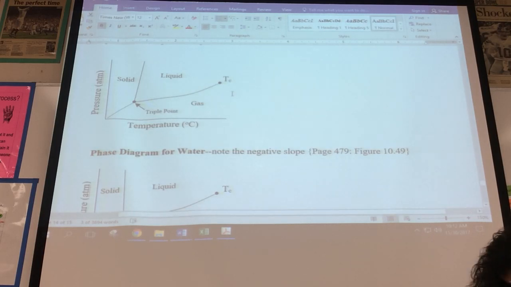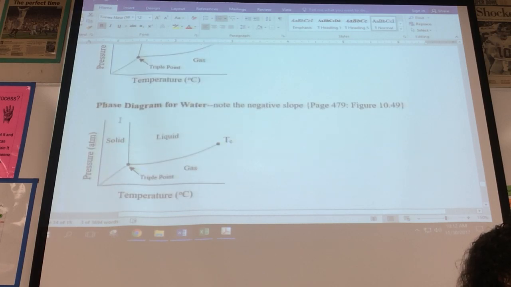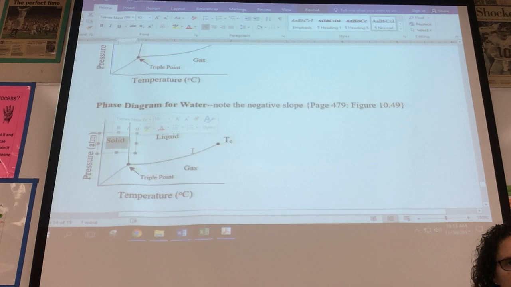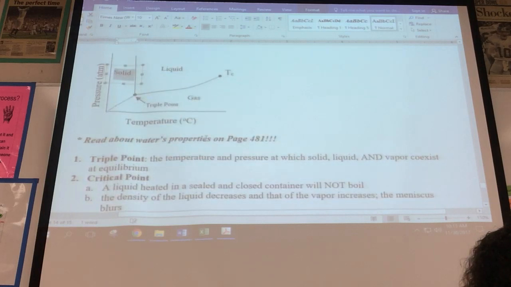The other thing I just want to mention is in most phase diagrams, you'll see that solid to liquid slope of the line right here being positive, but for water it actually has a negative slope. And that's due to the fact that water is one of the few that expands as a solid. And so the density of solid water is less than that of liquid. That's why ice floats.